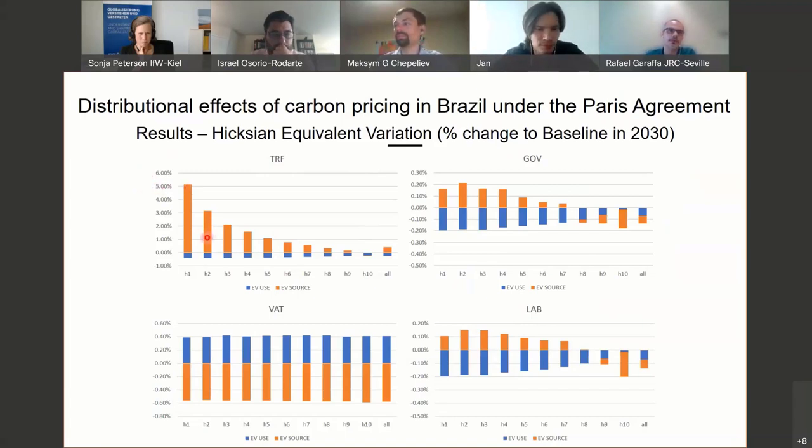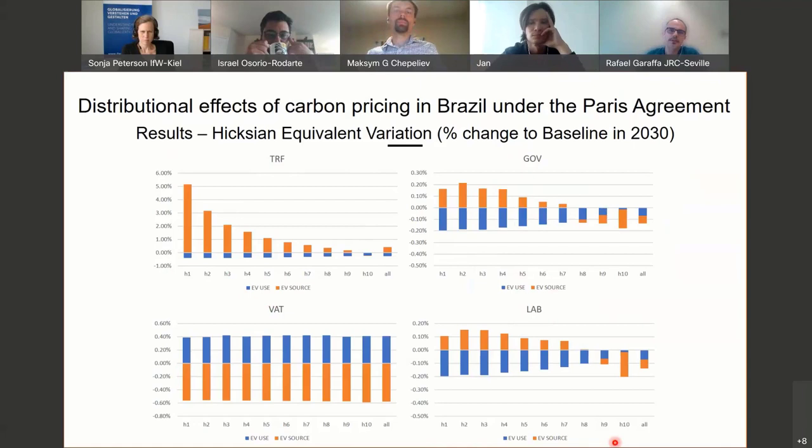a huge difference comes from when transferring lump sum. Transfers account for the huge difference in terms of the equivalent variation of welfare in terms of source as compared to the use. That is, the income side is accounting much more for these differences here, especially for lower income households, as expected. Whereas in the other scenarios, depending on the income decile, we'll have more balanced results in terms of use and source effects. These are shown, of course, in terms of percentual change to the baseline in 2030.